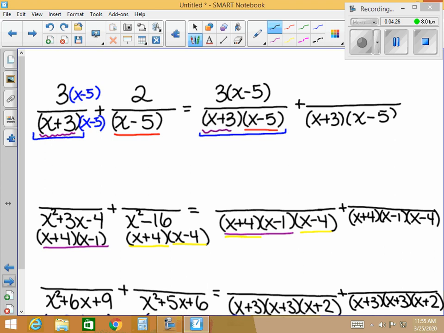Now the same thing with the second fraction. If I look at the second denominator that I have, and I compare it to the first, I think, well, what shows up there that didn't show up before? Okay, I need the x plus 3 on the bottom to make the bottoms match, and I can't put that on the bottom unless I also put it on top.